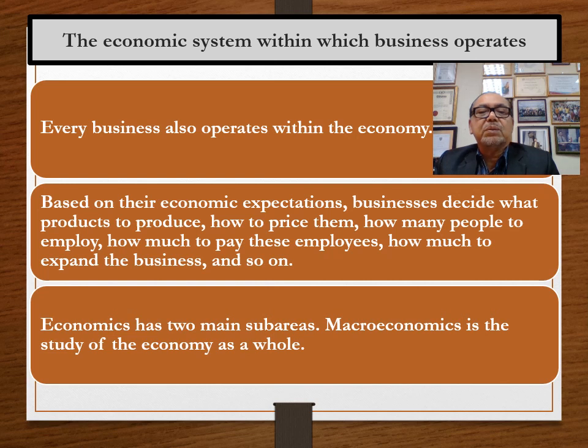Economics has two main sub areas: macroeconomics, a study of the economy as a whole, and microeconomics, the individual business. We'll learn that in detail in a future chapter, but there are two sub areas: macroeconomics and microeconomics.